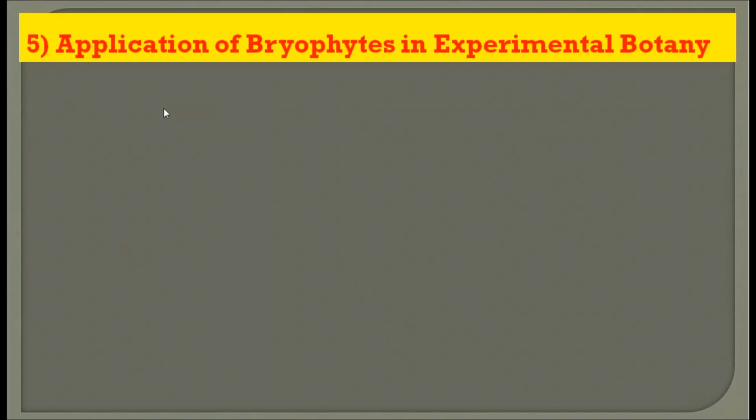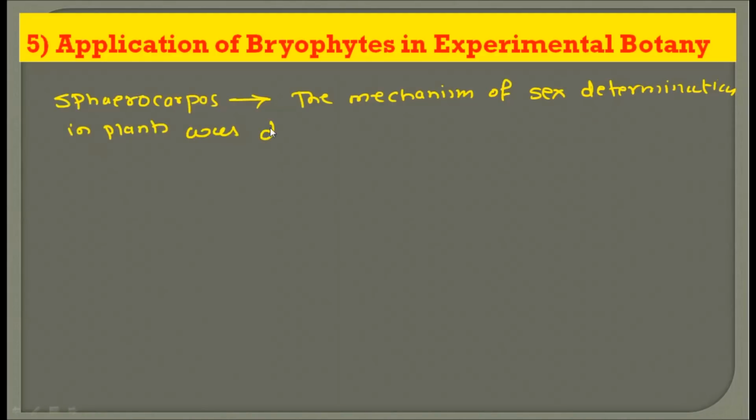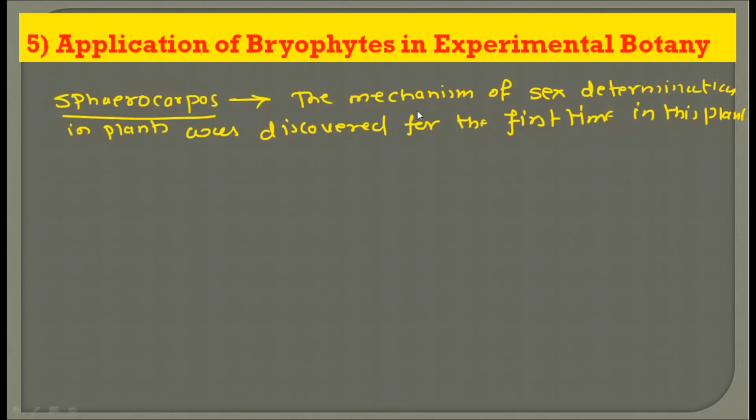All right. The next application of the bryophytes is in experimental botany. Sphaerocarpos is a very special bryophyte because the mechanism of sex determination in plants was discovered for the first time in this plant. So you should remember this plant as Sphaerocarpos, in which the mechanism of sex determination in plants was first discovered. So this plant has a very important application in experimental botany. Then there are some studies on polyploidy in the bryophytes. So these things make the bryophytes important in experimental botany.